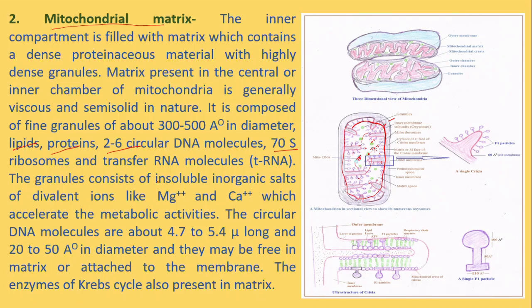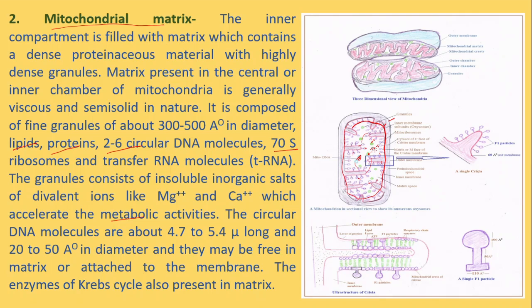The granules consist of insoluble inorganic salts of divalent ions like Mg++ and Ca++. So magnesium and calcium ions can be seen in the granules, and they are very important to accelerate different types of metabolic activities of the mitochondria. The circular DNA molecules are about 4.7 to 5.4 micron long and 20 to 50 angstrom in diameter, and they may be free in the matrix.